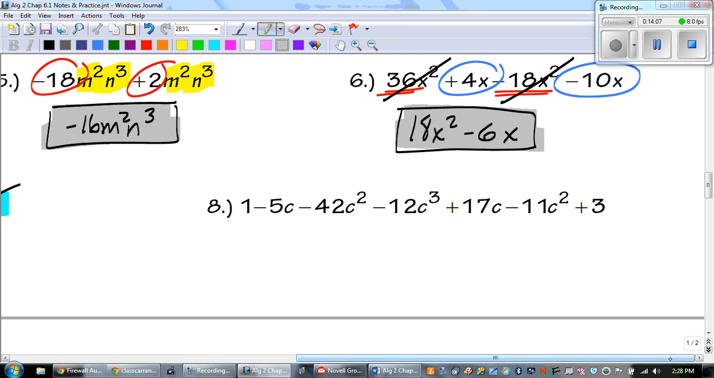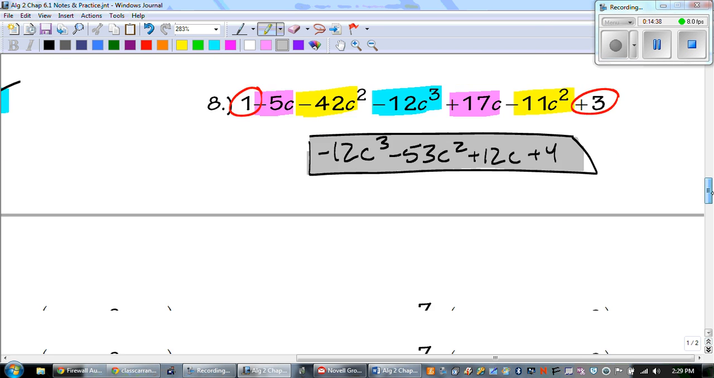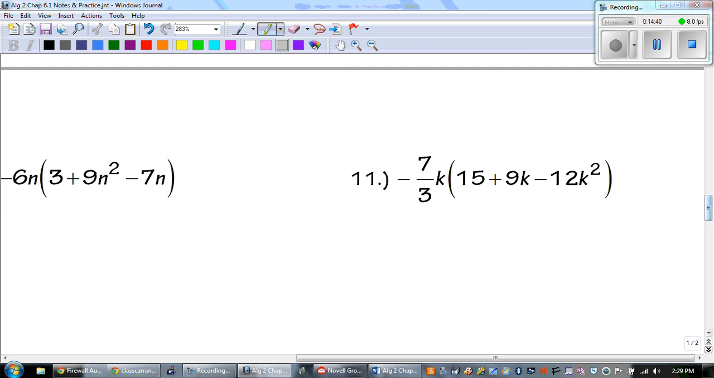Number 8. Why don't you guys try number 8? Pause the video, and good luck. Okay, so I got negative 12c cubed minus 53c squared plus 12c plus 4. You can see I highlighted all of my things, and then standard form, the highest exponent down to the lowest.